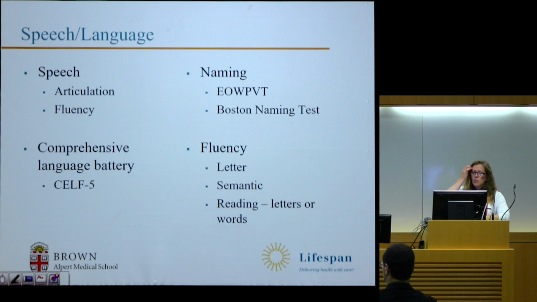Speech language, again, we're looking at a wide range of things from articulation to naming skills to fluency. And again, these emerge at different ages. Difficulties with articulation can be really common when children are younger, but should start diminishing as they get older.